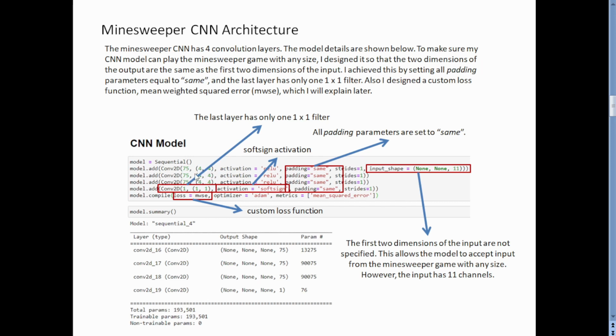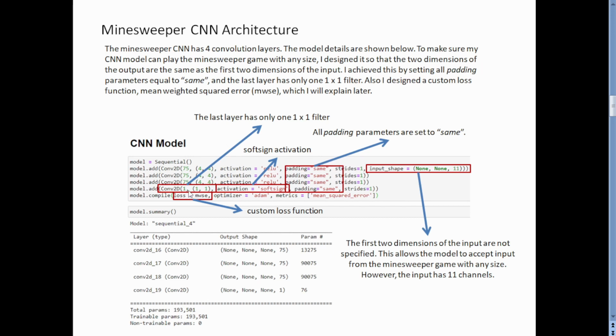Because I want to make my model agnostic to the input size, I didn't specify the first 2 dimensions of the input shape. However, the input had 11 channels, which I will explain later. Also, I need to set the padding parameters to same. This makes sure we don't lose any dimensions after the convolutional layers.